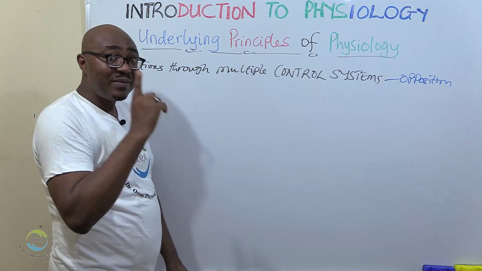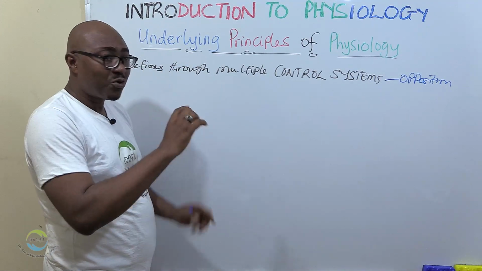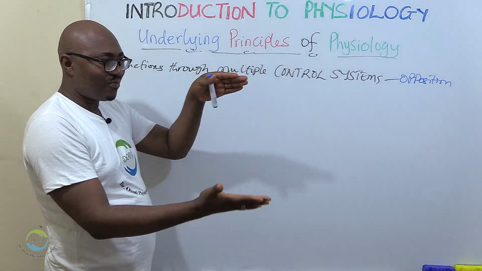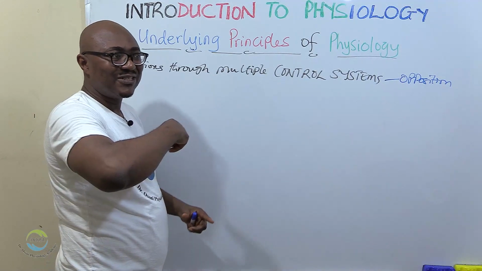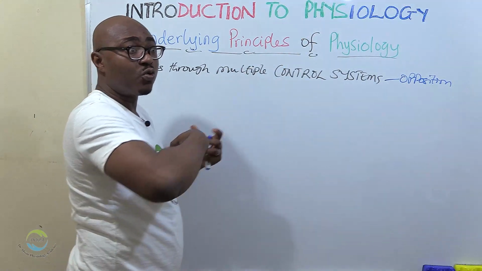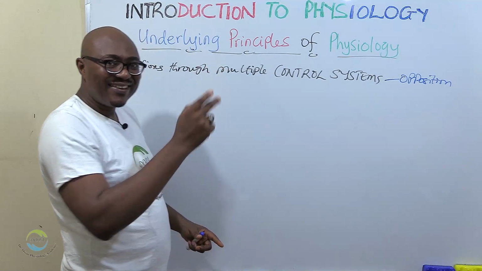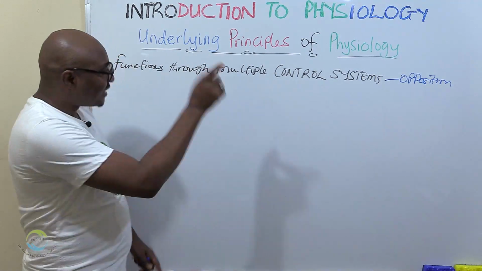Underlying is a very important principle of physiology. Control systems to help maintain balance so that things don't go too extreme, either too high or too low. All right? So that's number 1.